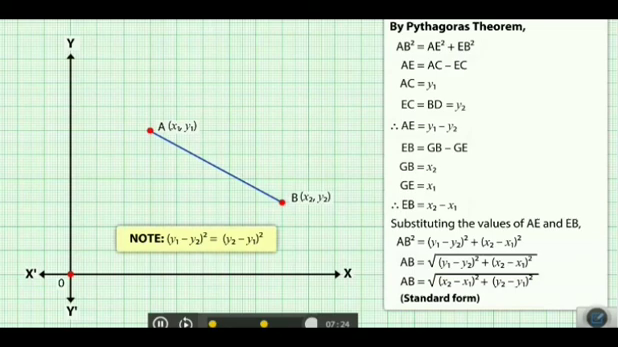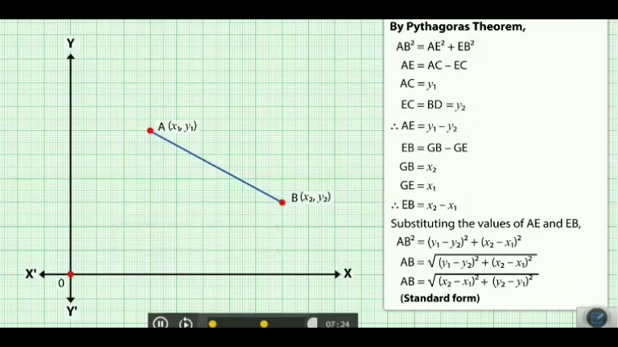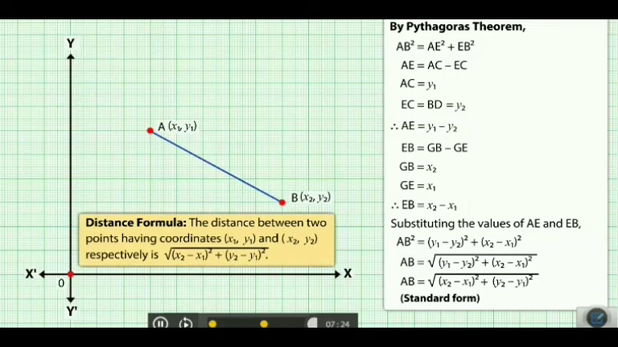Rearranging the y-coordinate will not change the value of distance AB, as we are squaring the difference, and the square of a positive or a negative number will always be positive. The distance formula can be used to calculate the distance between any two points whose coordinates have been provided.